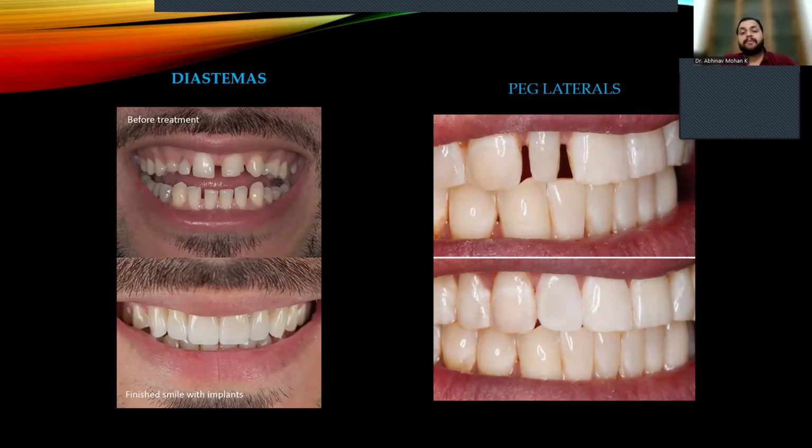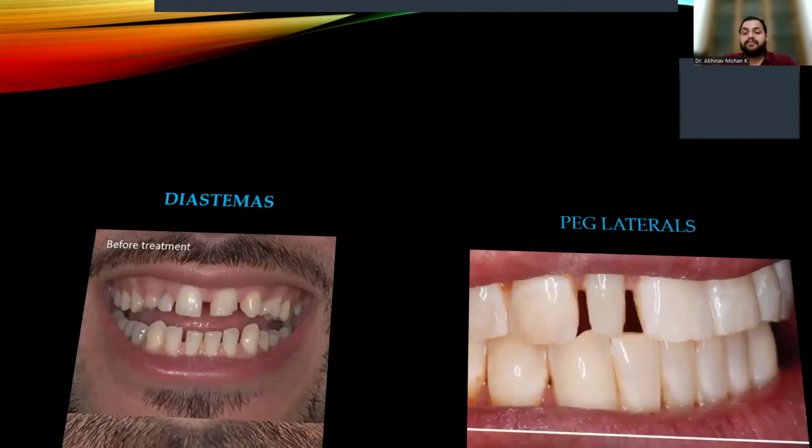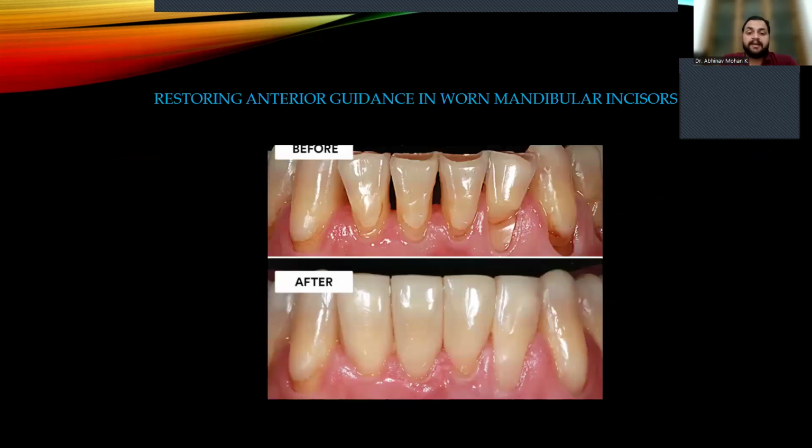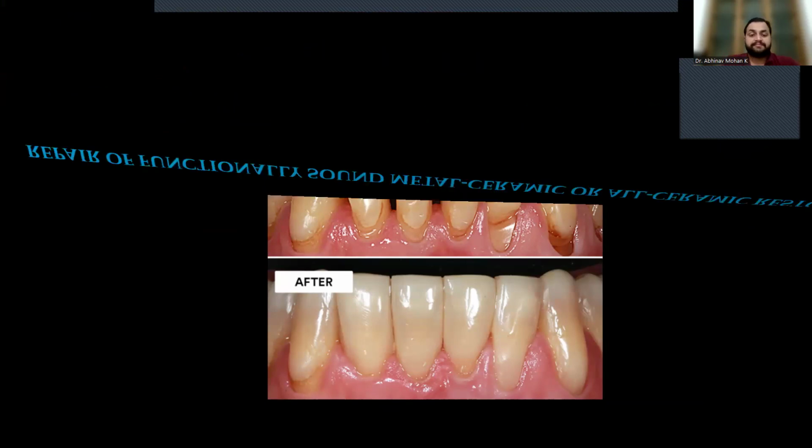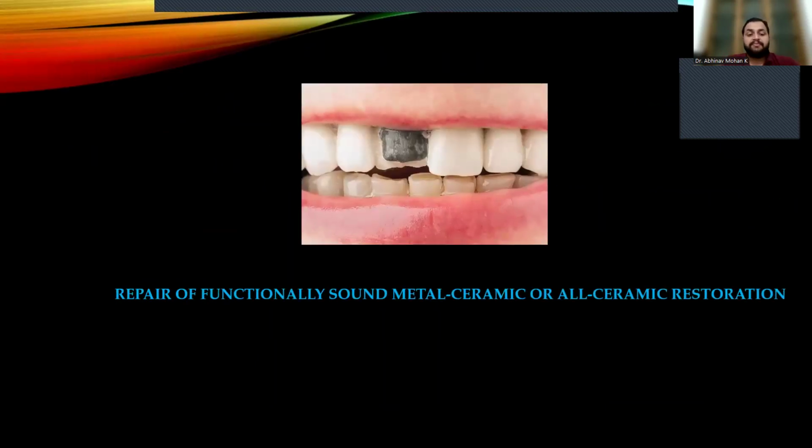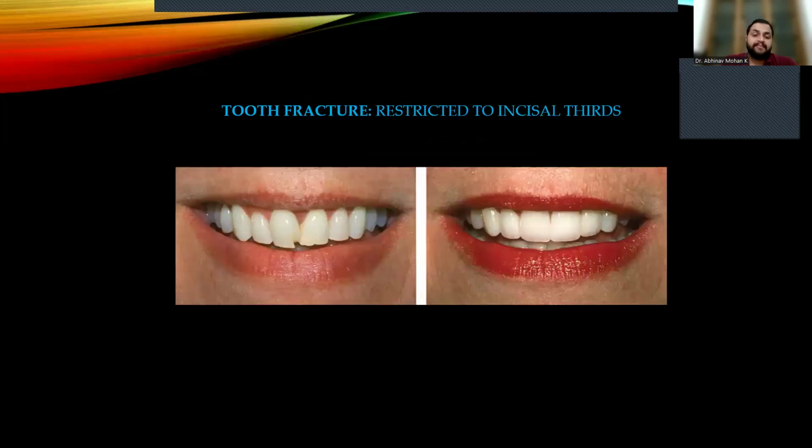We could go for a veneer, and even in correcting a peg lateral, a dental veneer is a good option. And as well for restoring anterior guidance on mandibular incisors, that's like a higher end application of veneers. And sometimes when you have a chipped off ceramic facing, you can have the facing being covered or masked with the help of a dental veneer.